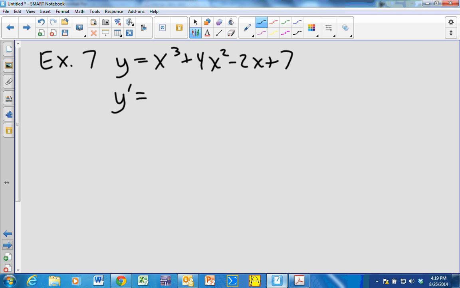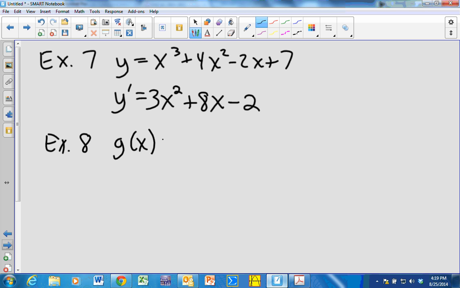So the derivative, we just take the power in front and we just work left to right. So power in front is 3, leave the x, lower the power by 1, plus 2 times 4, which is 8x, lower the power by 1, that's a 1, and then minus 2. If you're doing the derivative of a constant times x, it's just the constant. And then the derivative of the constant itself, plus 7, that derivative is 0. And there you go. So let's do example 8.